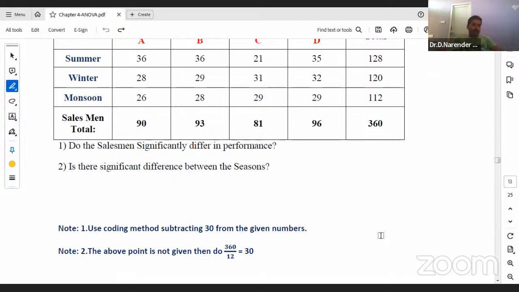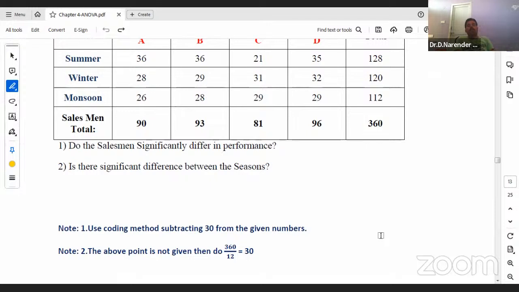Sometimes in the given question, the examiner will give the coding value: the code number for subtracting is 30, or 40, or 60. If nothing is mentioned in the question, follow note number 2. If the above point is not given, then do 360 divided by 12, which is equal to 30.